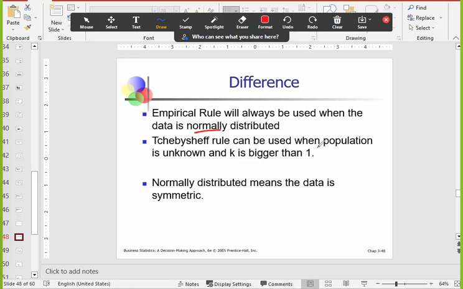Chebyshev theorem is used when we don't know if the data is normal or not, but the limit is that we cannot calculate it for 1. Normally distributed means the data is symmetric. So this is the difference between the two methods. In real life, data is mostly not normal, especially when it is about people. So we use the Chebyshev method.